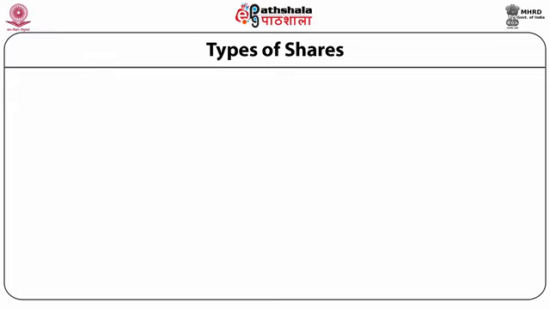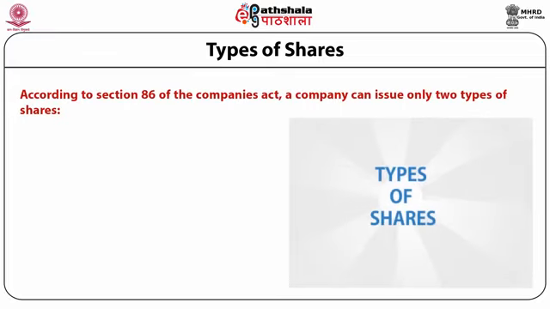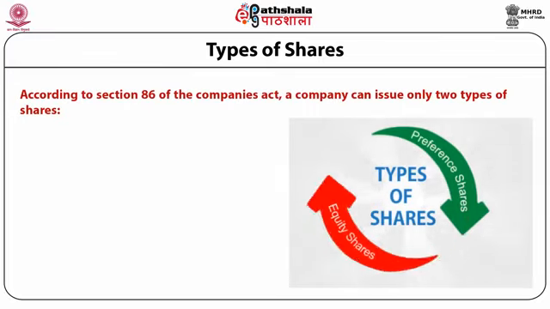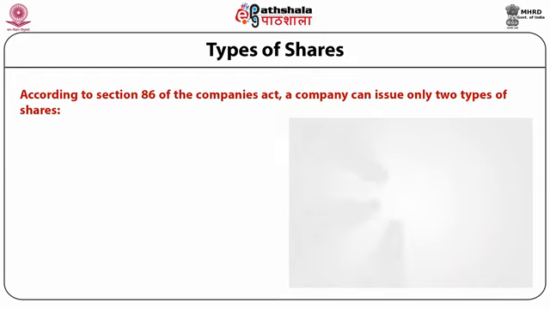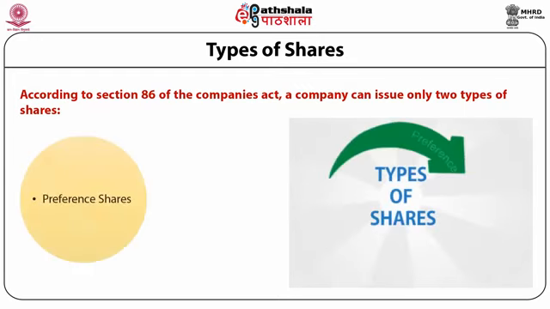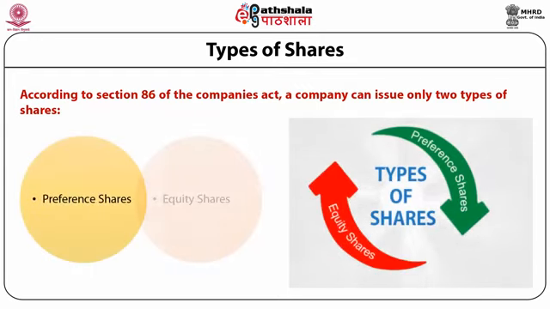Types of shares. According to section 86 of the Companies Act, a company can issue only two types of shares: preference shares and equity shares.